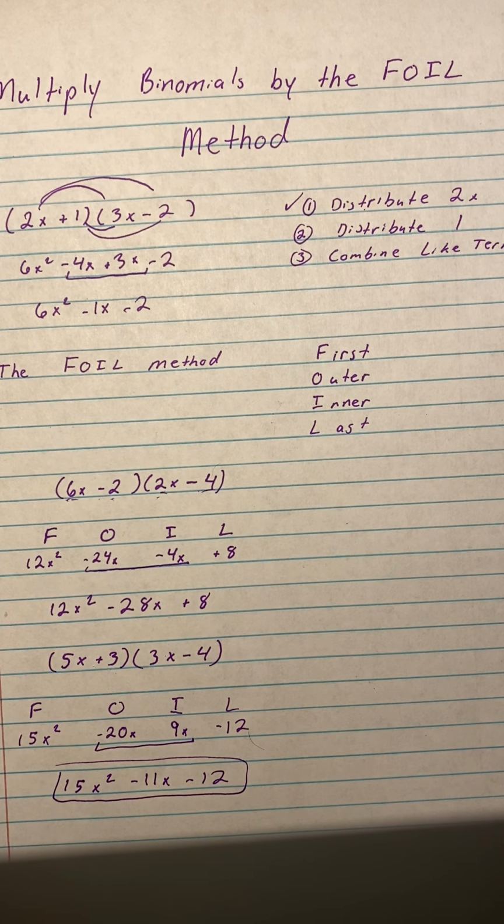So that's the FOIL method. It's basically the same thing as using the distributive property. It's just an acronym to help you remember the 4 multiplications you're supposed to do. You multiply the first terms, then the outer terms, then the inner terms, then the last terms. So if you see a problem that says FOIL the binomials, that really just means multiply the 2 binomials together.